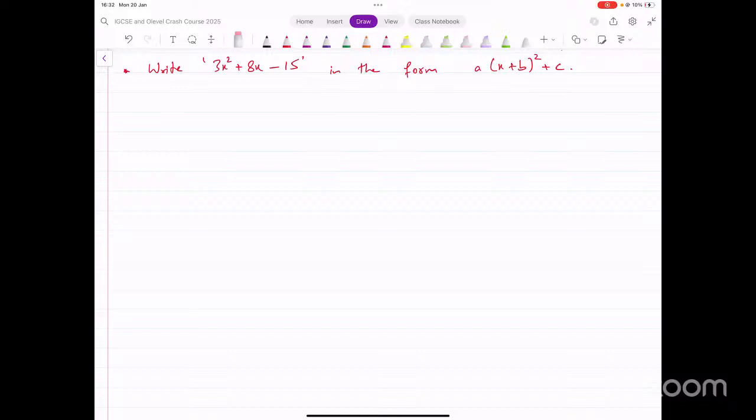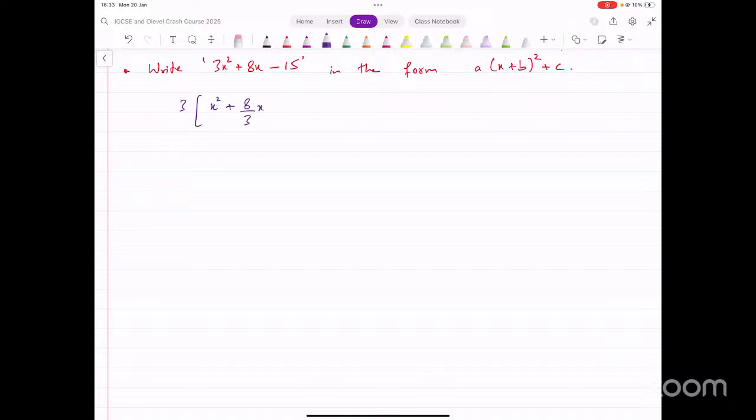When you take something common and inside the bracket, you end up getting a fraction. And that is what is going to happen in this case. This is the function that we have, right? 3x squared plus 8x minus 15. How do we start? What's the first thing we do? We take the coefficient of x squared common outside. So that leaves us with x squared plus. When we take 3 common out of 8, what does that leave us with? That is going to leave us with 8 over 3 times x.